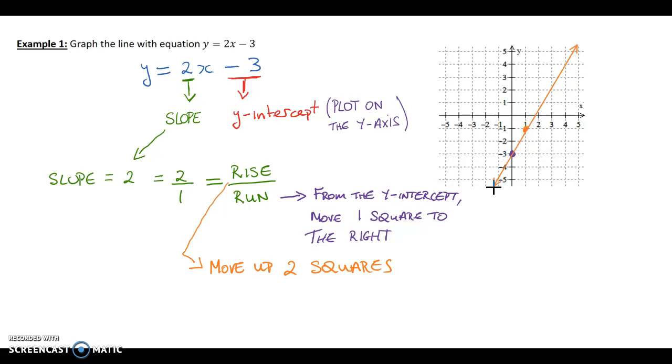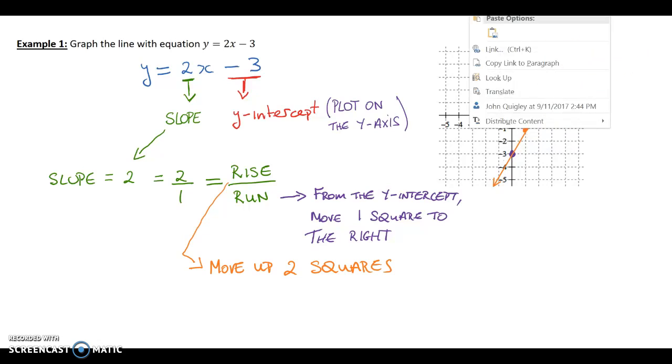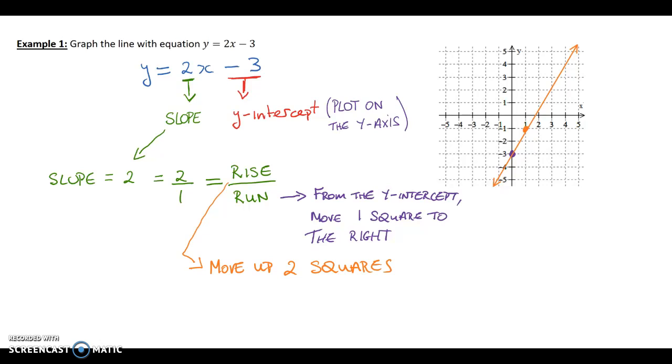And can we move it this way a little bit? Okay, and that's probably quite good. And there we have it. There's our line. That's the line whose equation is y equals 2x minus 3. Okay? So it's not terribly difficult.